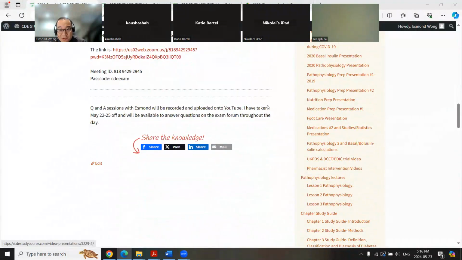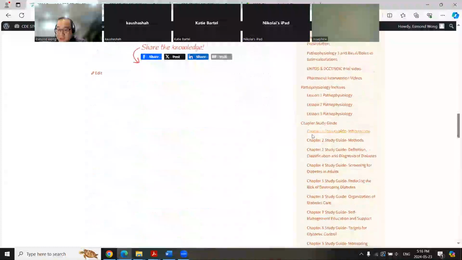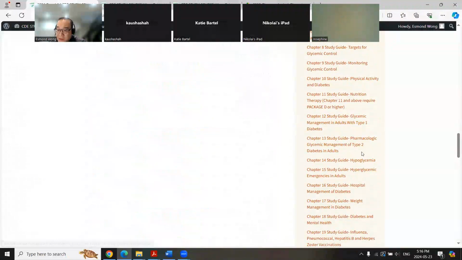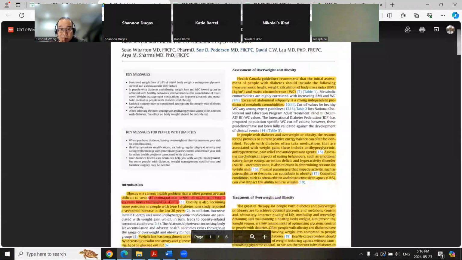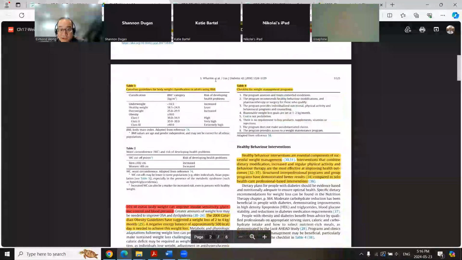Does anyone know where the waist circumference table is? I assume it's in the obesity chapter. Yeah, I think it's in weight management. Yeah, so it's just right here.